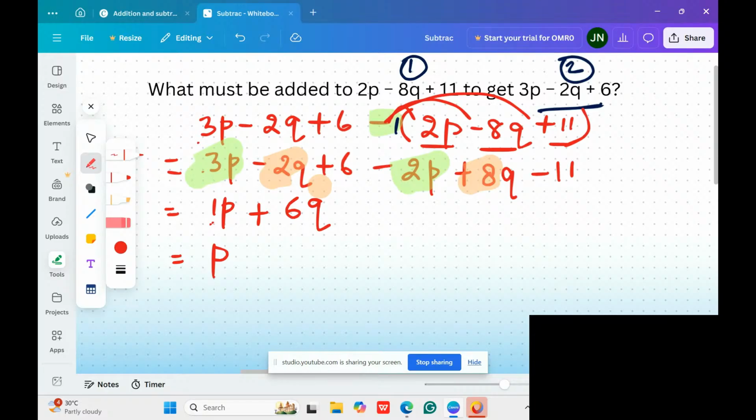Then is the last one. We are left with positive 6 and negative 11. When you subtract them, you will get negative 5. Okay, sign of the bigger absolute value, which is 11. So negative 5. So the answer is p plus 6q minus 5. Did you also get the same answer? Give me a thumbs up if yes.